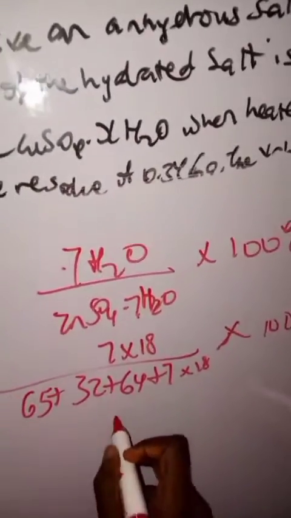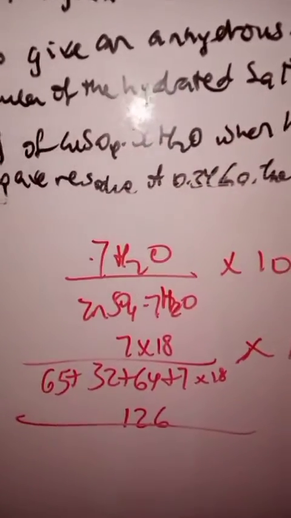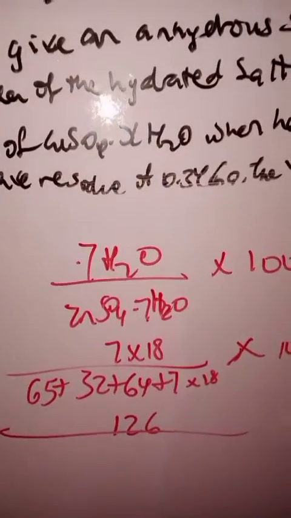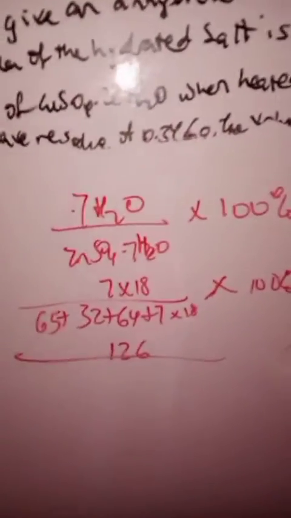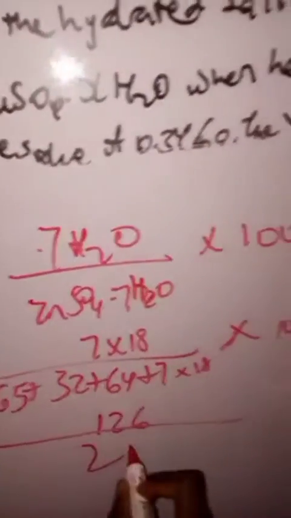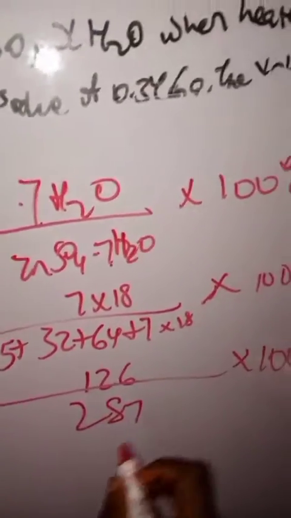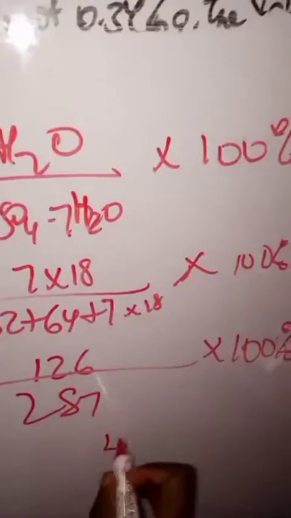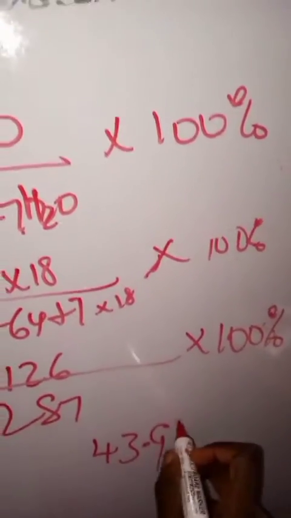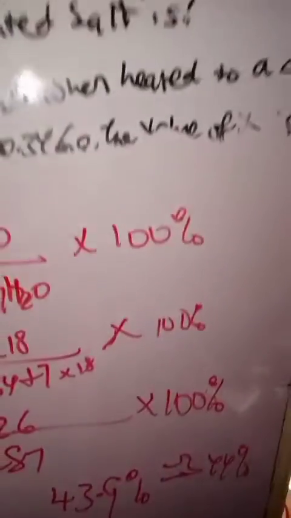So you have 7 times 18, 126, over, let's add it together now: 65 plus 32 plus 64 plus 126. So this will give us 287. So 126 over 287 times 100 will give you what? I got 43.9%, approximately 44%.